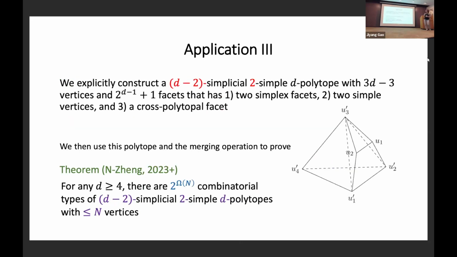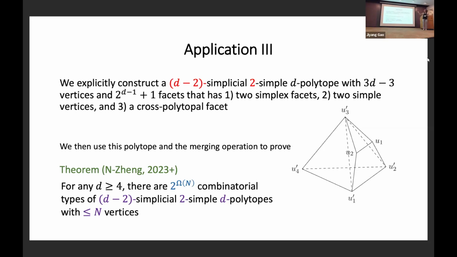Here is another application. You can ask, what's the smallest number of vertices needed for a polytope to be d minus 2 simplicial, 2 simple? With the simplex, it's of course the minimizer, but if you discard the simplex, what is the smallest number of vertices you can have? We do have some answers in small dimensions, and small means like 5, 4. But in higher dimensions, at least we can explicitly construct a particular d minus 2 simplicial, 2 simple d-dimensional polytope with 3d minus 3 vertices.